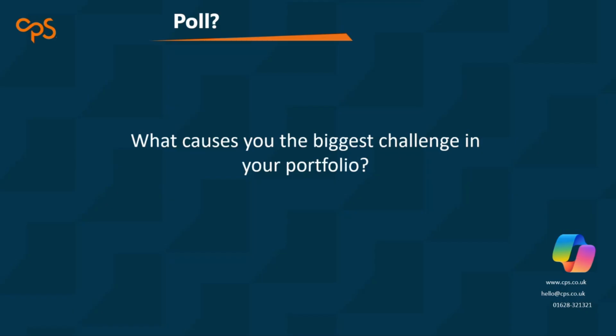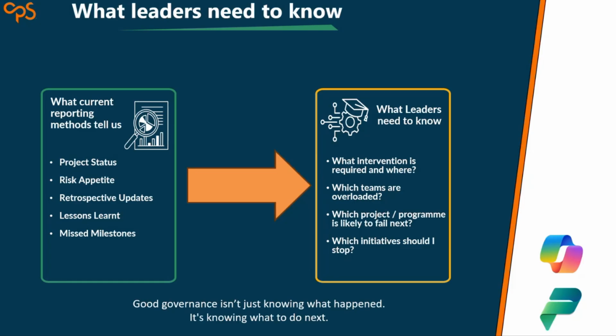So with that in mind, I guess the challenges that we're seeing. Let me move to the screen again. I'm just going to talk through this slide around what leaders actually need to know. I focus this around what current reporting methods tell us versus what leaders actually want to know. So we talked about it a bit in the very first slide, where I talked about what the primary purpose of reporting is within your organization. And it's very close to what we see in this left-hand box.